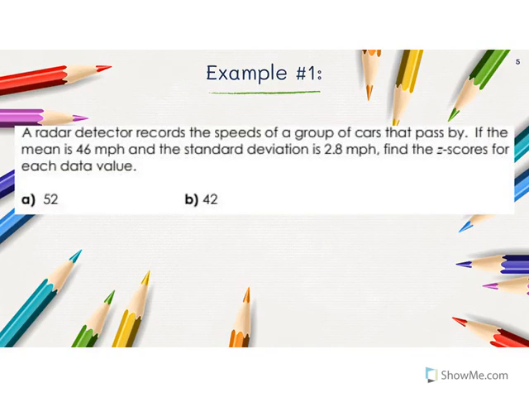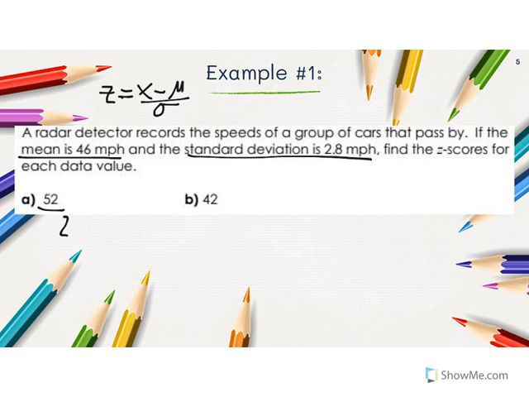So then, for our first example, we're going to be using that formula. I'm just going to rewrite it at the top over here so I don't have to keep going back and forth to remember it. A radar detector records the speeds of a group of cars that pass by. If the mean is 46 miles per hour and the standard deviation is 2.8 miles per hour, we're going to find the z-scores for each of these data values. First, 52. We're talking about a car going 52 miles per hour. So that's one of our data values here.